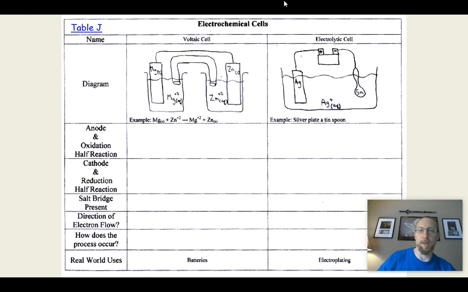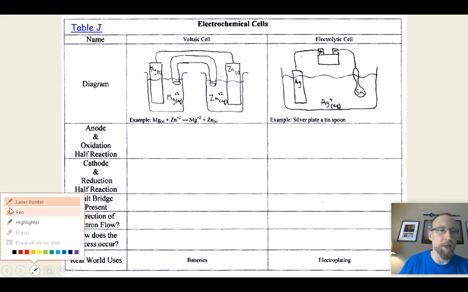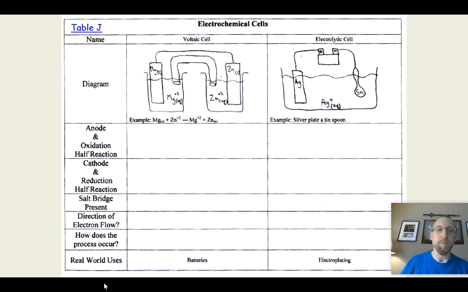And then finally, let's just kind of sum things up here. So let me move myself out of the way here a little bit. So let's take a look at the electrolytic and the voltaic cells side by side and do a little comparison. So this is the last thing that we're going to look at here. We'll take a look at these side by side and compare them.